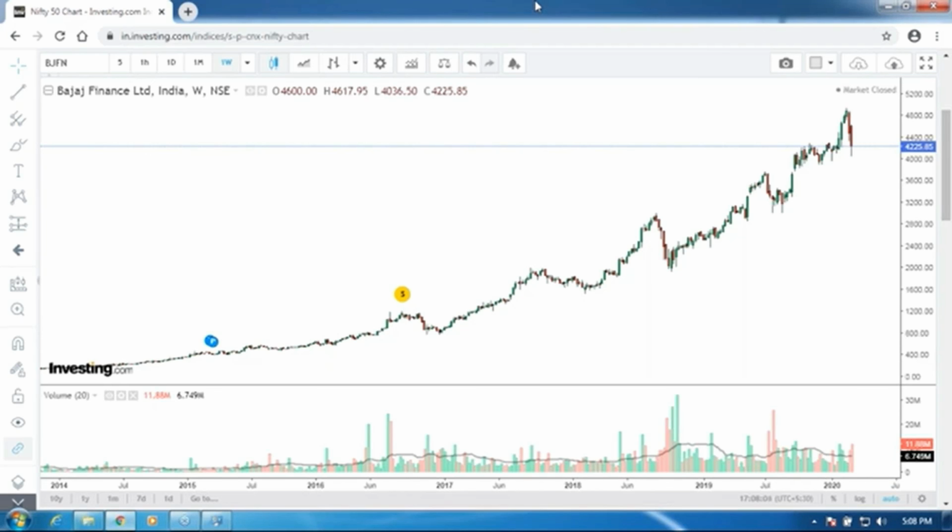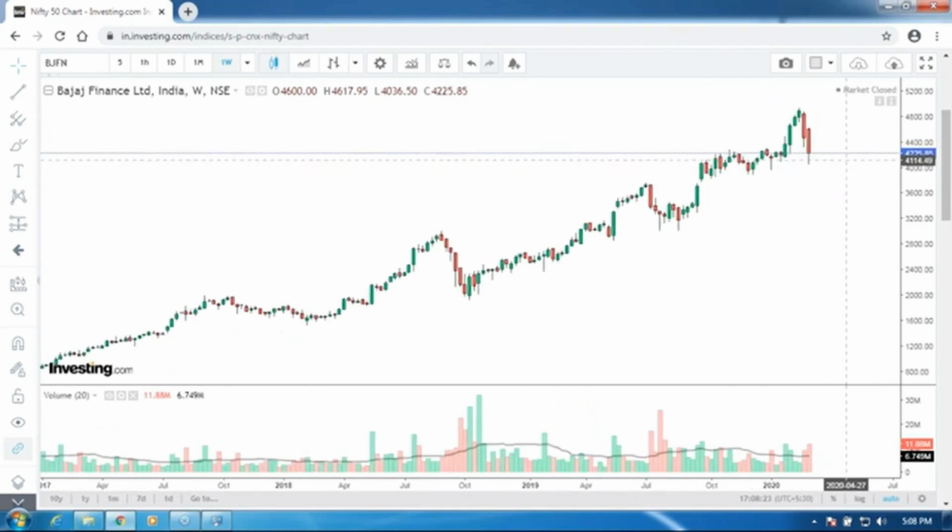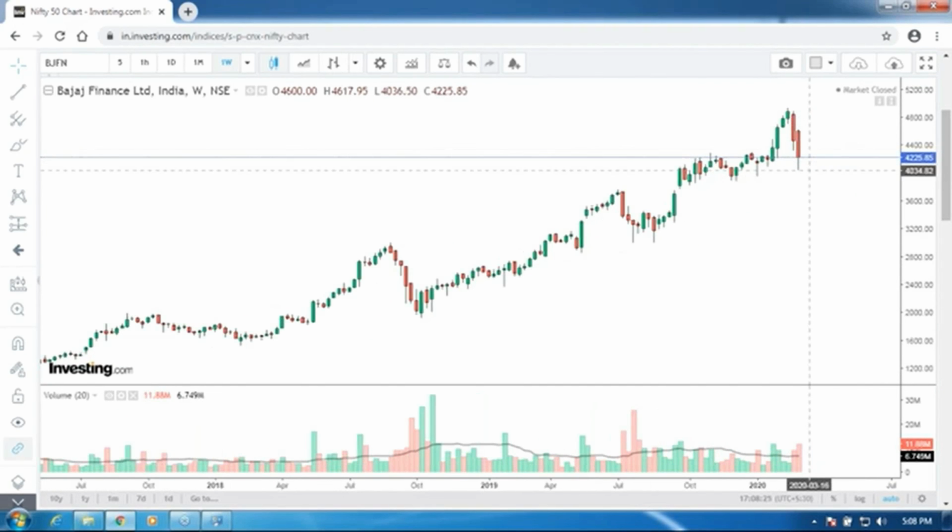Now, this correction could translate into a trend reversal at some point. But as of this moment, where the stock is trading at 4,200, there is no change in trend. The trend still remains intact. Okay. So if someone has to enter, the person can make an attempt. If someone makes an attempt to enter at this price, what would be the stop loss? No, see, there is no reason to enter. All I'm saying is that the trend is intact.